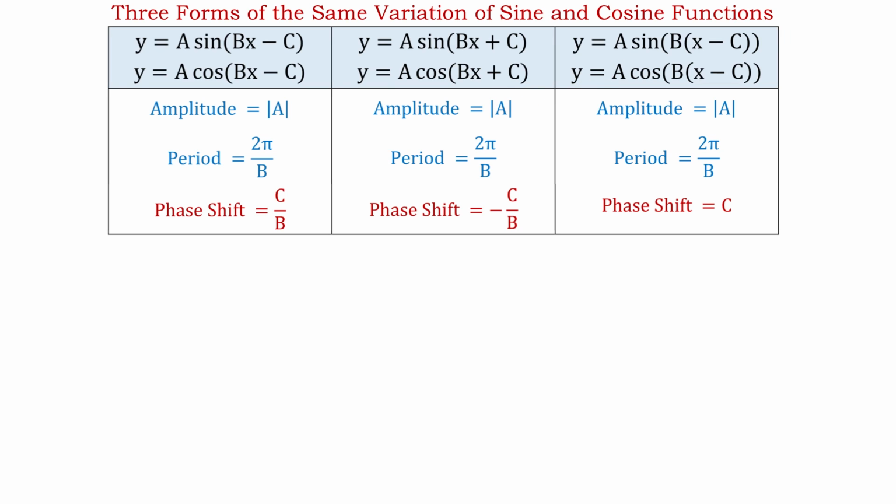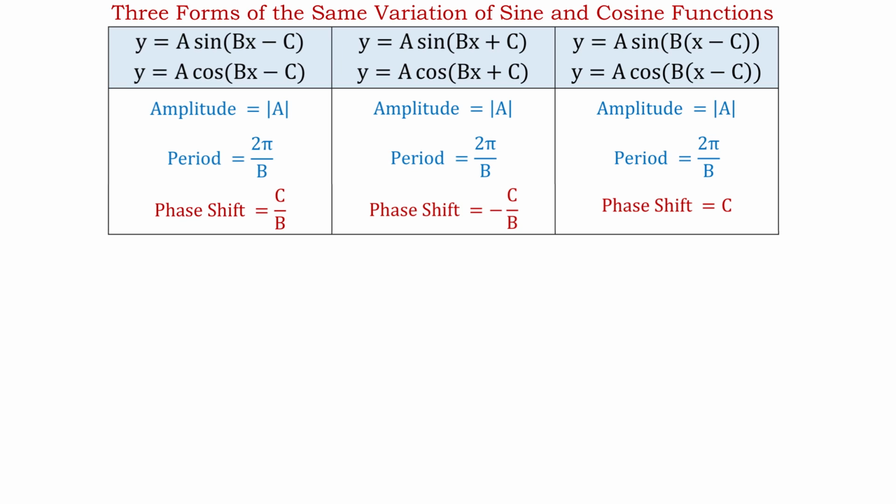In column 1, the forms are y equals a sine of bx minus c and y equals a cosine of bx minus c. In column 2, we have y equals a sine of bx plus c and y equals a cosine of bx plus c. So the difference between these two is that here we have a minus c and here we have plus c.